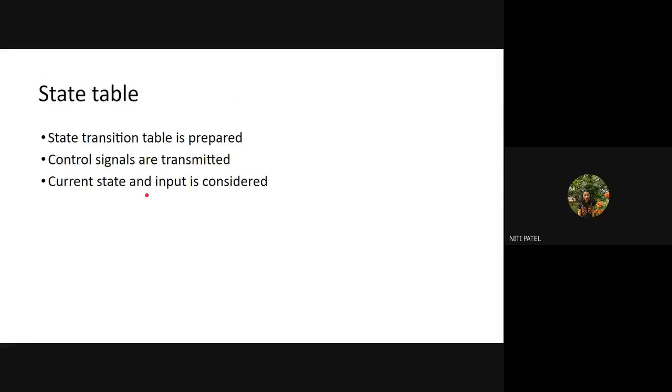Let us see first the state table method. What is the state table method telling? A state transition table is being prepared. That means some table is being prepared. When I select this hardwired state table method, a table is being prepared. What does that table have? It will have the list of all the control signals and the name of a particular instruction for which a control signal was generated.